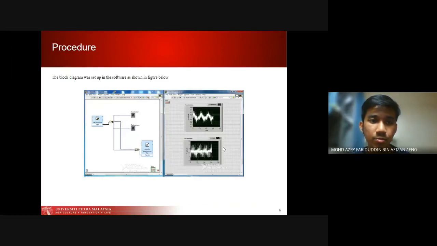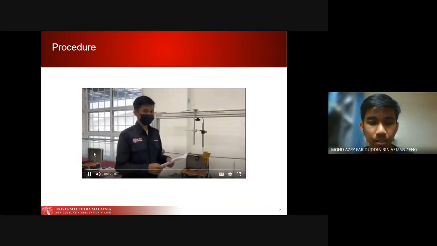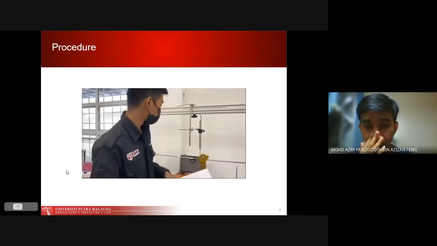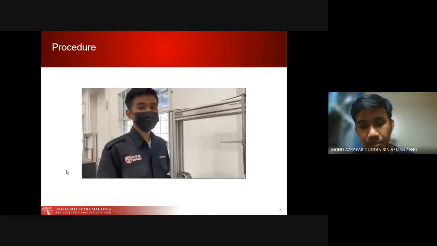So we proceed to the procedure. The block diagram was set up in the software as shown in the figure below. This is the block diagram for the experiment that we set up on the software. After we set up the apparatus, now we proceed with the experiment.